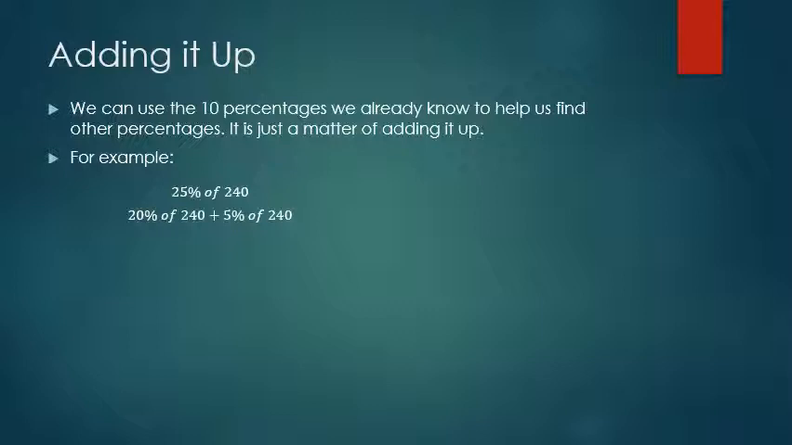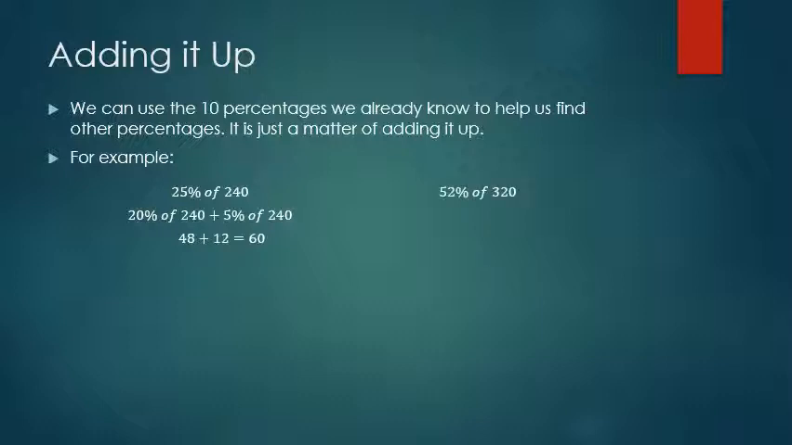So 20% of 240, first we find 10%, which is 24, and double it to get 48. 5% of 240, we find 10%, which is 24, and we cut it in half, which is 12. We add those numbers together, and 25% of 240 is 60. Let's look at another example.